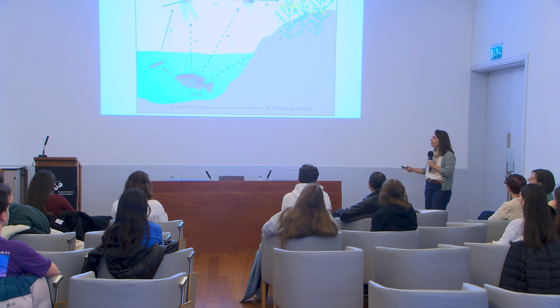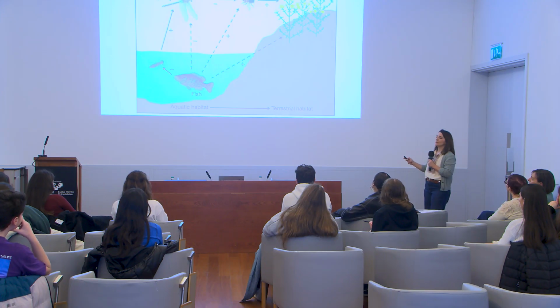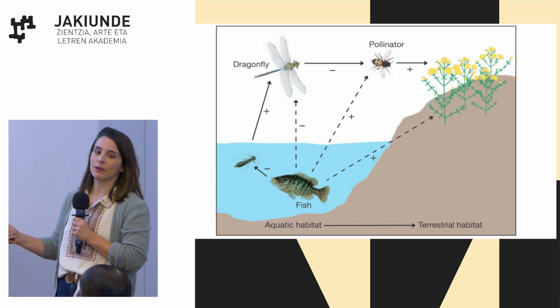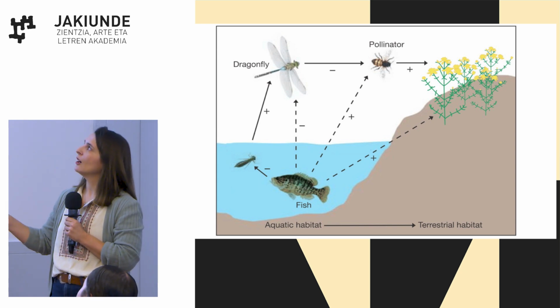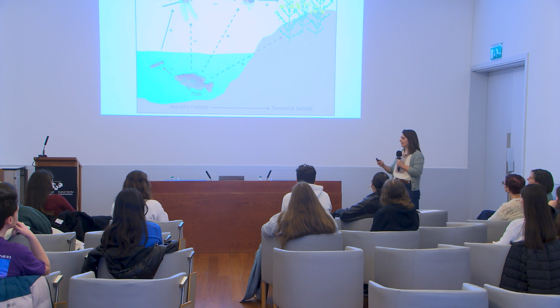So when you have fish in ponds, those fish consume the larvae of dragonflies. So dragonflies are these things here, and their larvae are aquatic. And so fish eat these aquatic larvae, and so the number of adult dragonflies that you have is decreased because of the fish. And dragonflies are predators of bees and other pollinators. So when you decrease the numbers of dragonflies, then you increase the number of pollinators because they are not being consumed by dragonflies, and pollinators pollinate the flowers and there's more seeds. So there's an effect of fish on plants, but it's mediated by this kind of complex interaction that moves between two different habitat types.